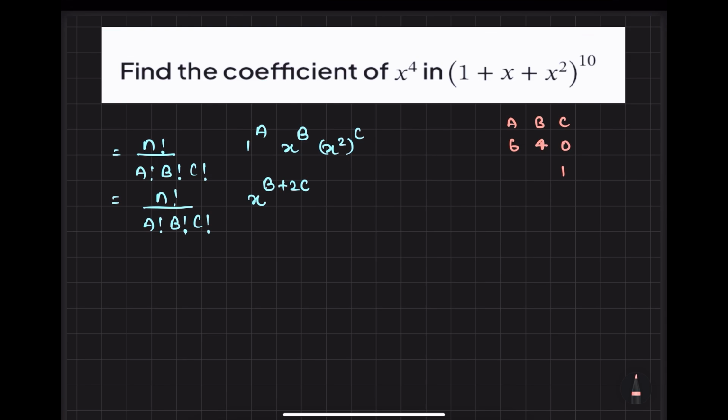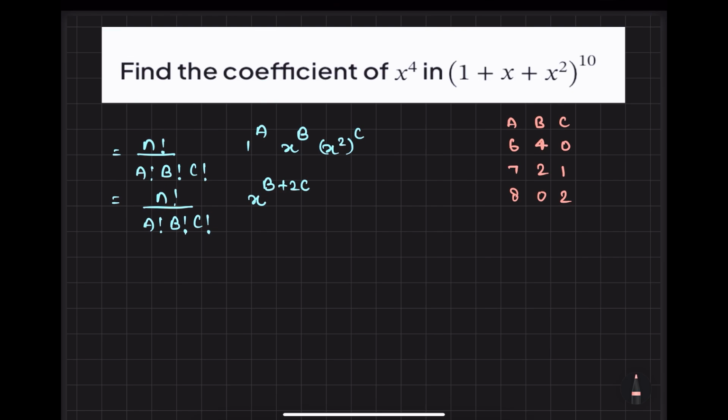So if c will have 1, so 2 times 1 will become 2. So b should be 2. Then only 2 plus 2 will become 4. Correct now? So we got 3, and here we will have 7. Okay? Now I want c to take 2. So if c will take 2, it will become 4. So b has to be 0. So it will become 8.